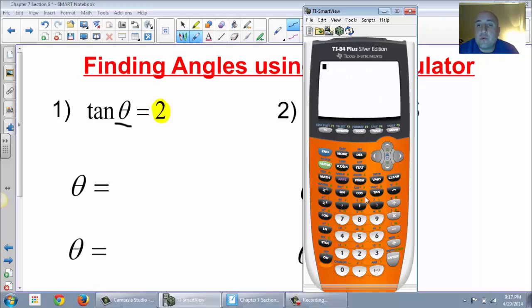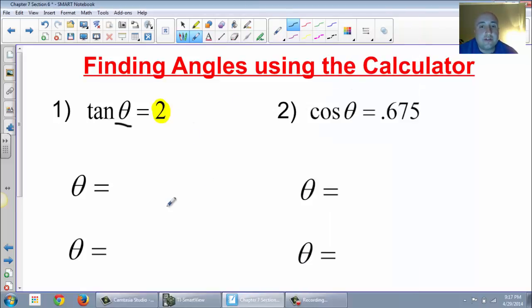Now when I go back and hit second tangent for my first problem, and I type in 2, it's going to find us the angle that has a tangent of 2. This is in degrees since our calculator is in degree mode. So 63.4 degrees would be our first answer.